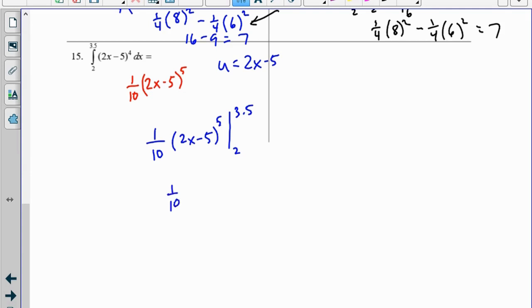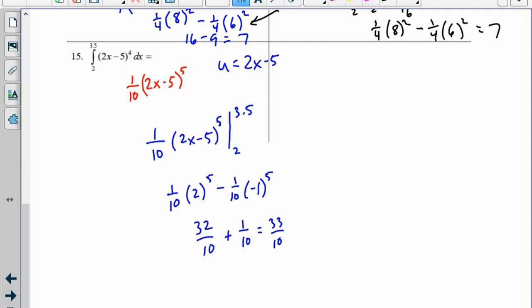So I get 1/10 times 7 minus 5, which is 2 to the 5th, minus 1/10 times 4 minus 5, which is -1 to the 5th. So I end up with 32/10 plus 1/10, and I get 33/10 or 3.3 as my answer. So that was with back substitution, or resubstitution.